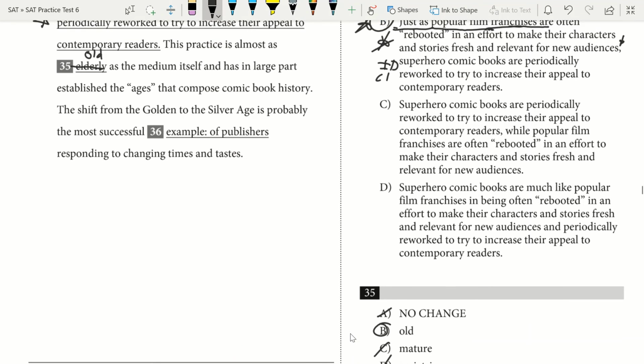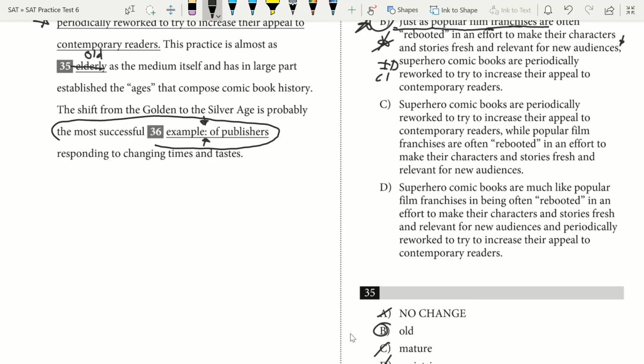And has in large part established the ages that compose comic book history. The shift from the Golden to the Silver Age is probably the most successful example of publishers responding to changing times and tastes. Well, when we say the most successful example of publishers, we don't need any punctuation there, right? We're just saying it's the most successful example of publishers. We're not pausing here, right, to take a breath or anything. We're just going straight through. It's the most successful example of publishers. All of this belongs together, right?